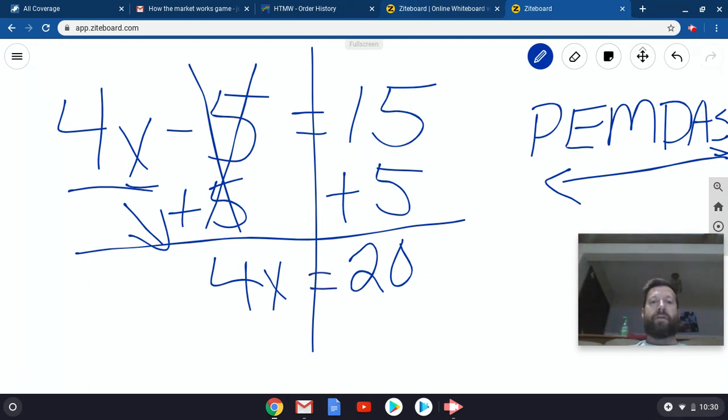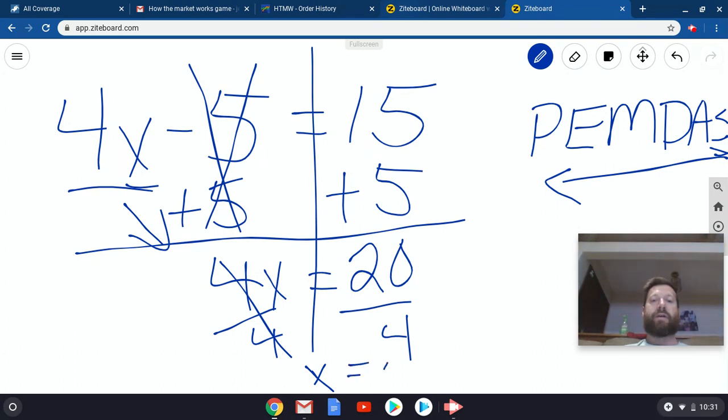Now I have 4 times x, and I need to get rid of that 4. So I'm going to divide by 4. The opposite of multiplication is division. That's why I'm dividing by 4. 4 divided by 4 cancels, leaving me with an x right there. Over here, 20 divided by 4 equals 5. I get x equals 5.